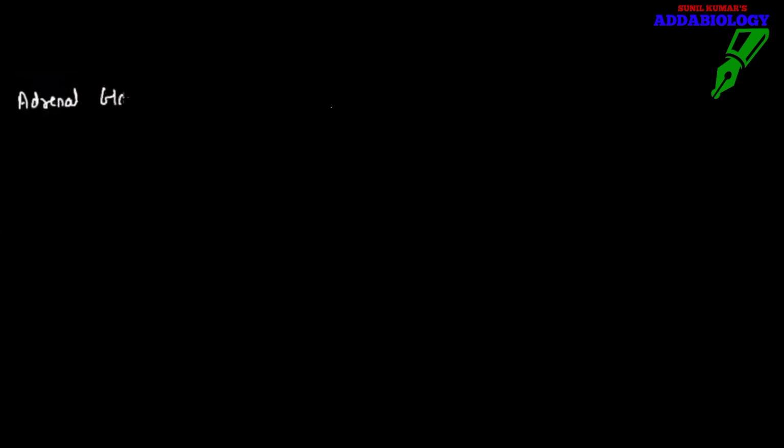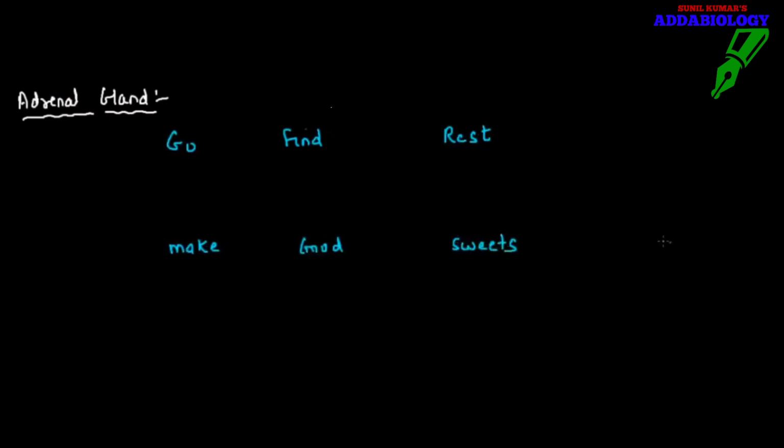Then we have the next one that is called the adrenal gland. The hormones produced by the adrenal gland, the shortcut is GO FIND REST MAKE GOOD SWEETS MEN. So the shortcut is GO FIND REST MAKE GOOD SWEETS MEN. So G basically stands for the outermost layer of adrenal cortex, glomerulosa. F stands for the middle one, that is fasciculata. R stands for the inner one, that is reticularis.